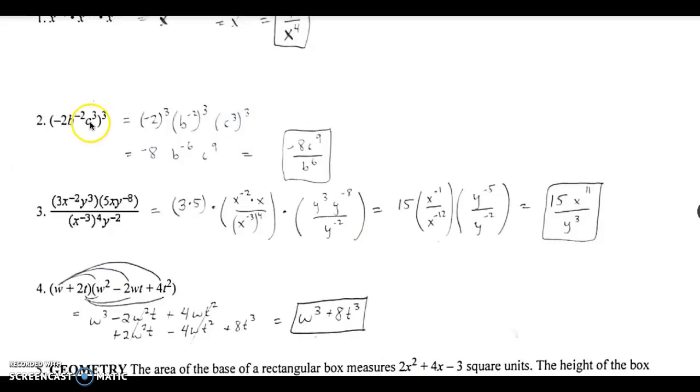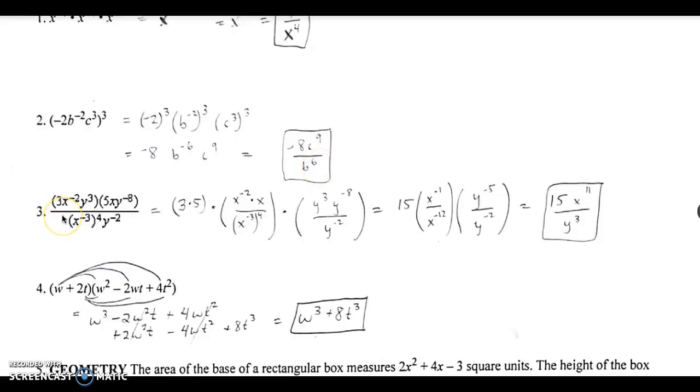Negative 2 to the third power is negative 8, and then property 3 of the exponent properties poster tells us that when we have a power to a power, we multiply the two powers together, so this becomes b to this negative 6 and c to the ninth. And because the b is a negative exponent, we're going to put it in the denominator as a positive exponent, so your final answer would be negative 8 c to the ninth over b to the positive 6.